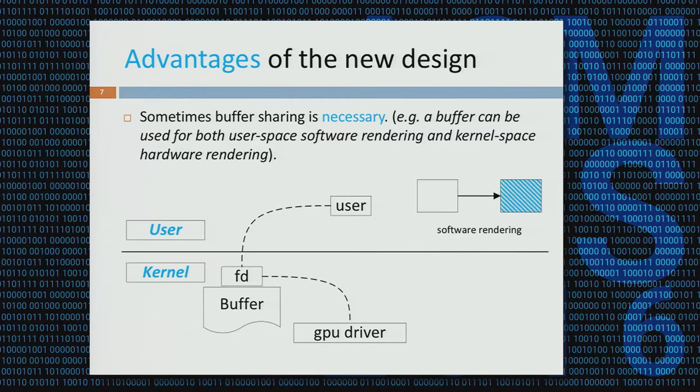Another advantage of the new design is that sometimes it is a must to have the buffer sharing capability between user and kernel space. For example, for the same graphic buffer, sometimes we need to do some software rendering in user space with the CPU. After the software rendering, we may also need to do some hardware rendering with the same graphic buffer by the GPU in the kernel space. So in this situation, it is necessary to have the buffer shareable between user and kernel space.